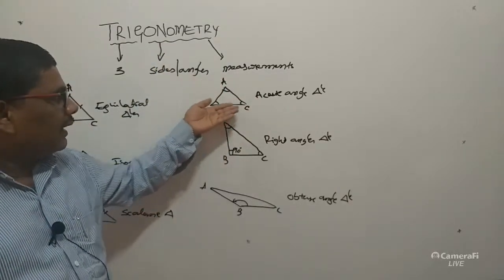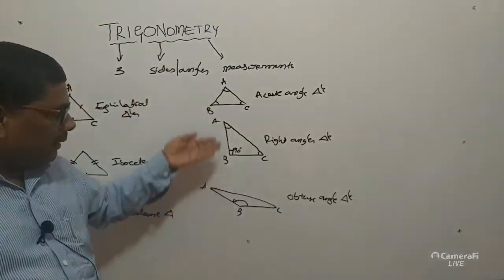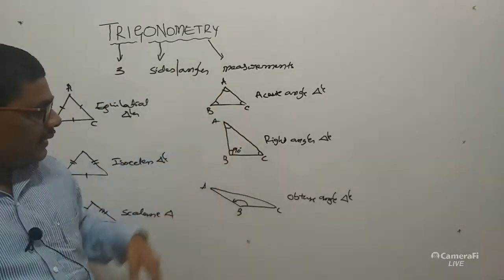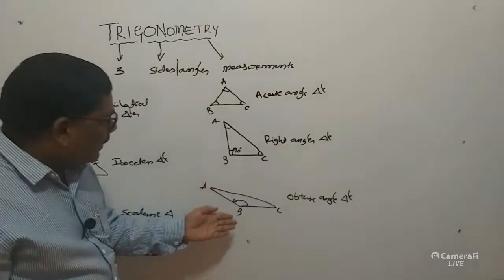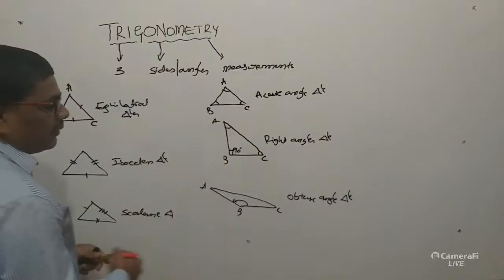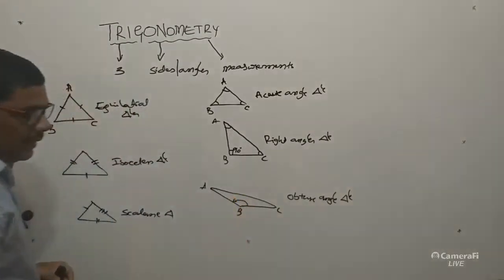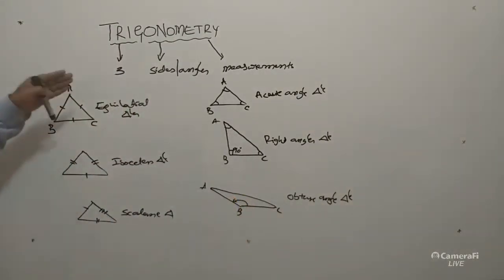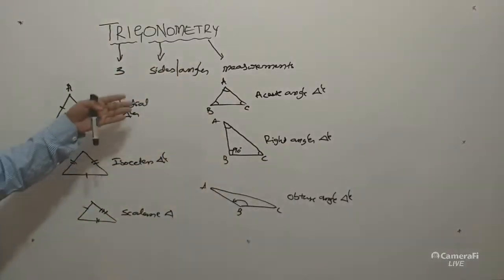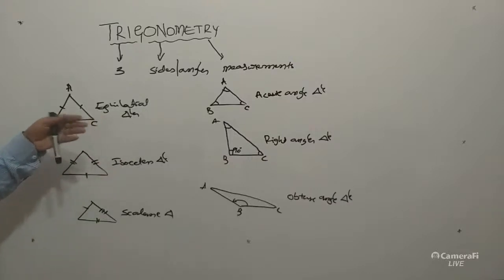With respect to angles, in this one all the angles are less than 90 degrees. In this one, one angle is 90 degrees and the other two angles are acute, less than 90 degrees. And the other triangle is the obtuse angle triangle, where one angle is more than 90 degrees. This is the basics we learnt in the previous classes, of different types of triangles.